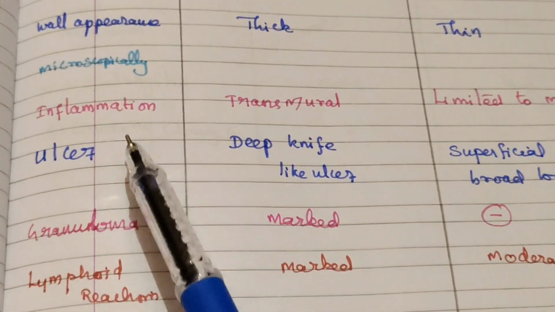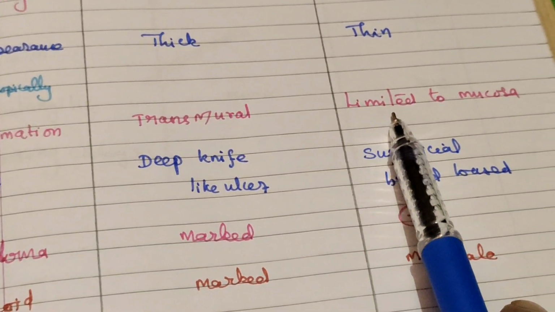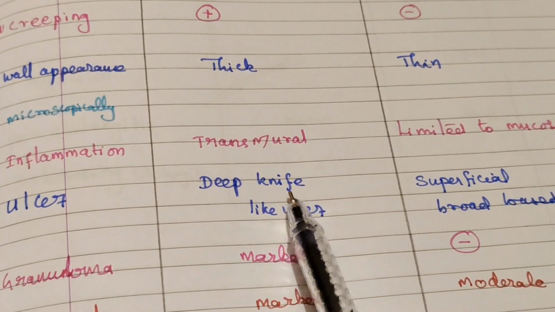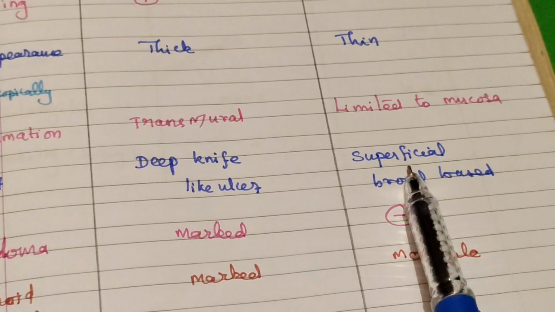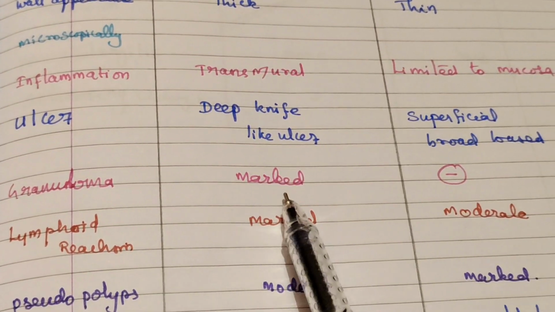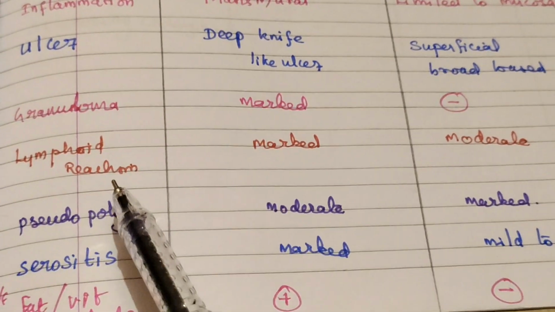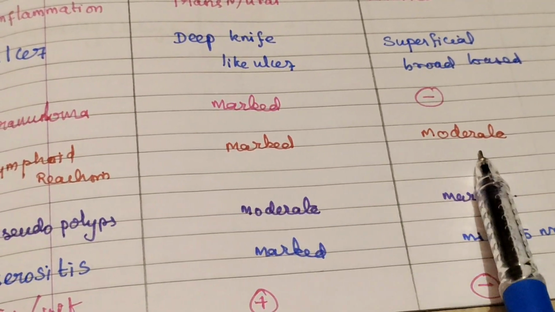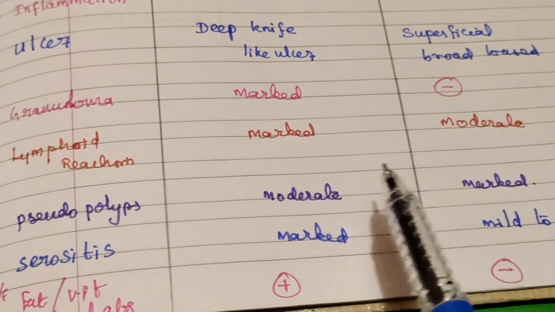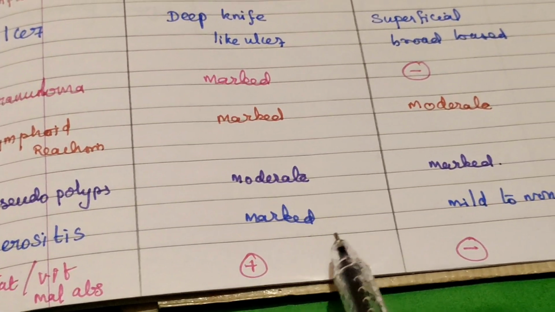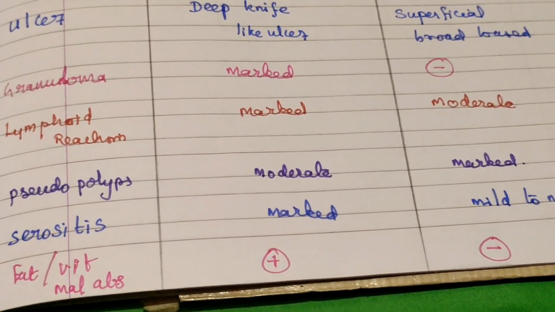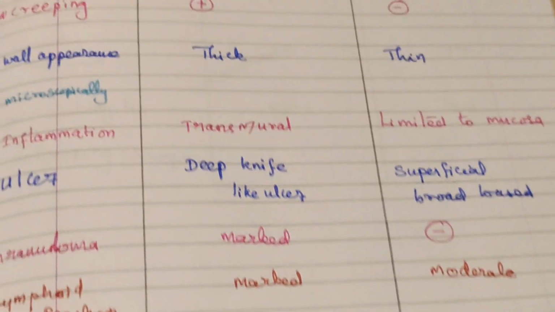Then microscopic appearance: inflammation is transmural here, and limited to mucosa here. Ulcer here is deep knife-like ulcer; here it is superficial broad-based ulcer. Granuloma is present here, absent here. Lymphoid reaction is marked here, moderate here. Pseudopolyps are moderate here, marked here. Serositis is marked here, mild to none here. Then clinical features: fat and vitamin malabsorption present here, absent here.